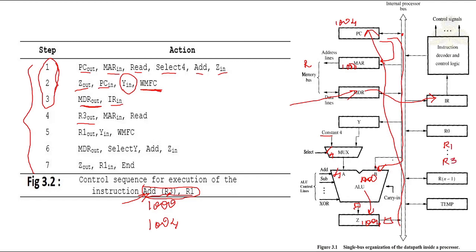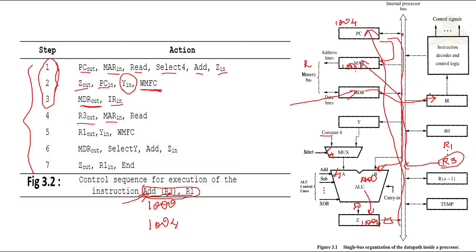What do you have to do? You have to move the contents of register 3 onto this bus. What does your register 3 contain? It is a memory location. Now from here it has to be moved to MAR, right? That's why here it is given MAR in. So the contents, that is the memory location present in R3, has now been moved to MAR.